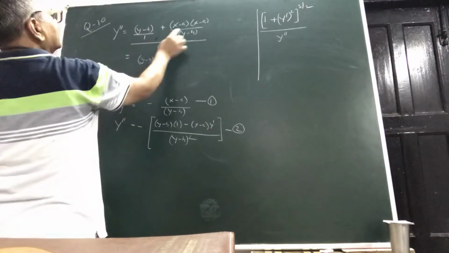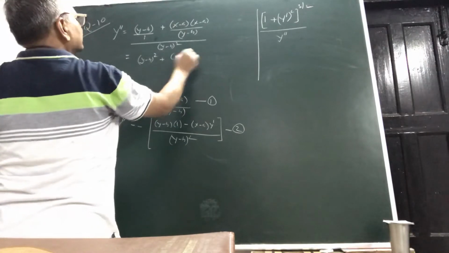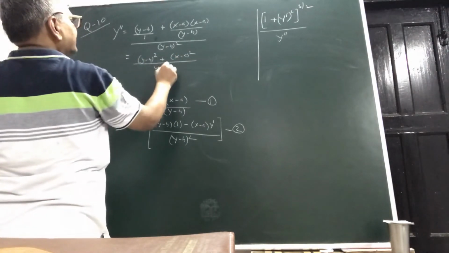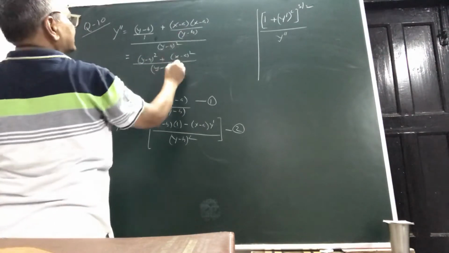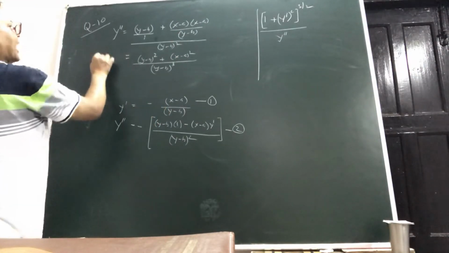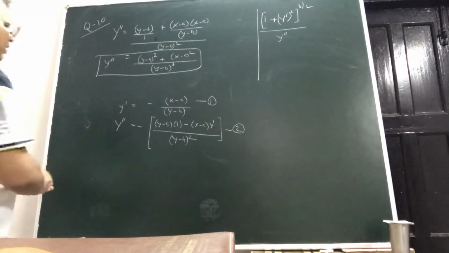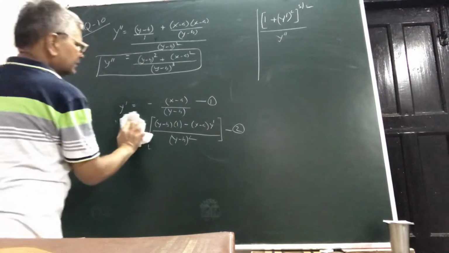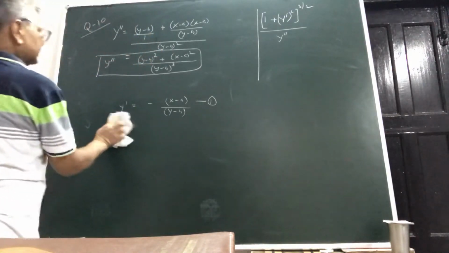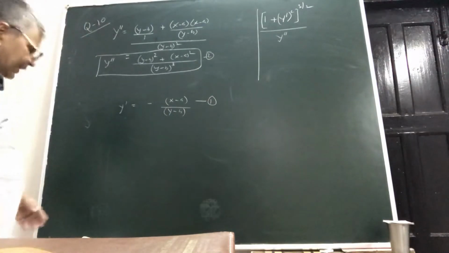See, here we will take LCM: y minus b whole square plus x minus a whole square upon y minus b raised to power 2 and then 3. It will be cubed now. So this is the value of y double dash. This is your y double dash. Now let us see. This is your y, this is 1, this is 2. Now let us put these values here.